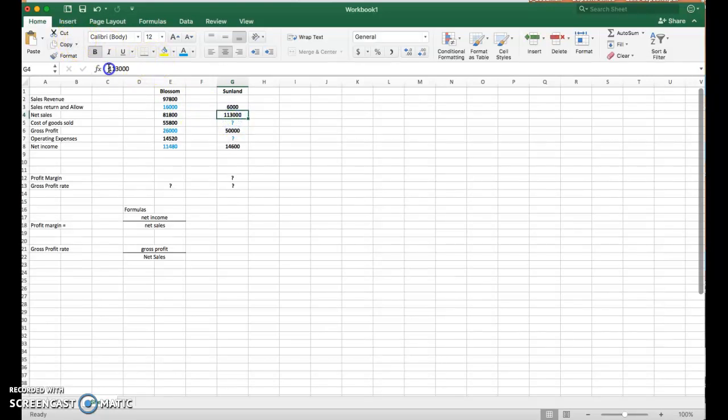So, right here, equals plus, so 113,000 plus 6,000. We're going to get 19,000. And then in order to find our cost of goods sold, we're going to subtract 113,000 by 50,000.